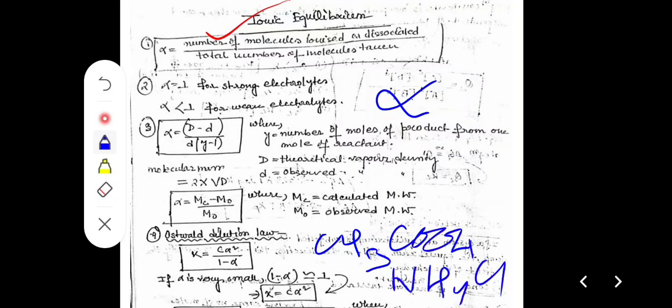And an example of weak electrolytes is acetic acid. I think NH4Cl is not a good example; acetic acid we can say is better.